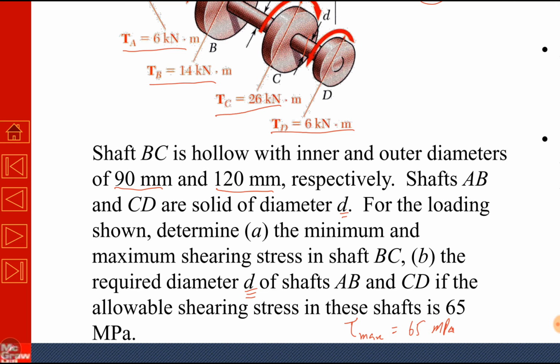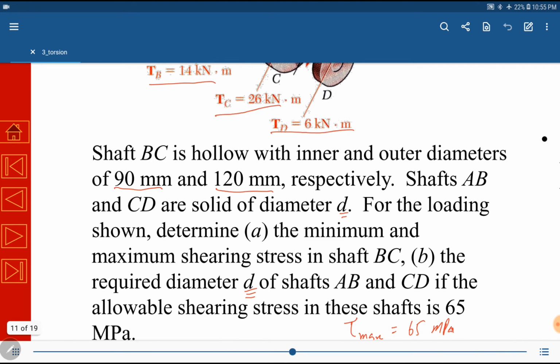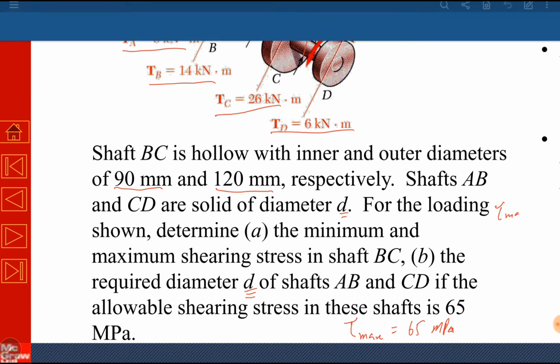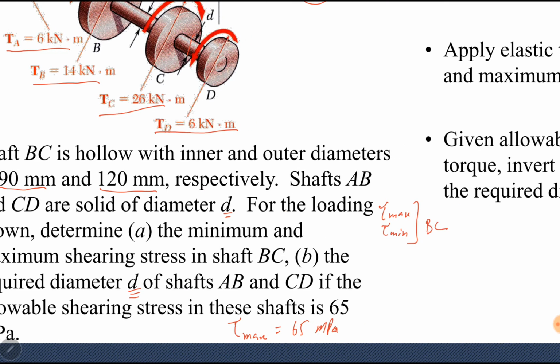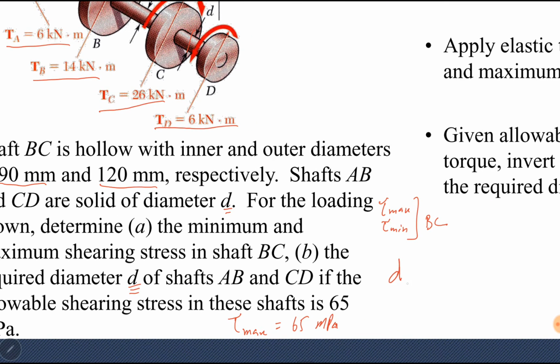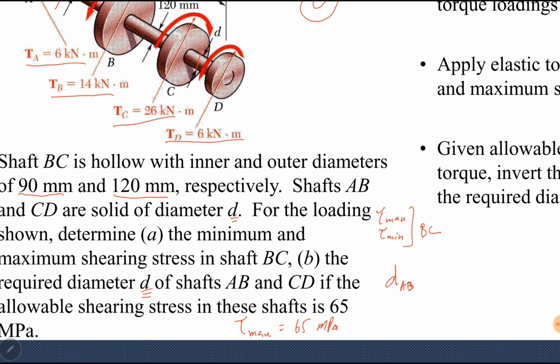So in the first part, we have to find tau maximum and tau minimum in shaft BC. And in the second part, we have to find diameter of the shaft AB or CD, which is the same for AB and CD. Okay, to find shear stress or to find diameter, we can use this expression: tau maximum is equal to TC over J. So we need torque and radius to find maximum shear stress. J can also be found from radius.